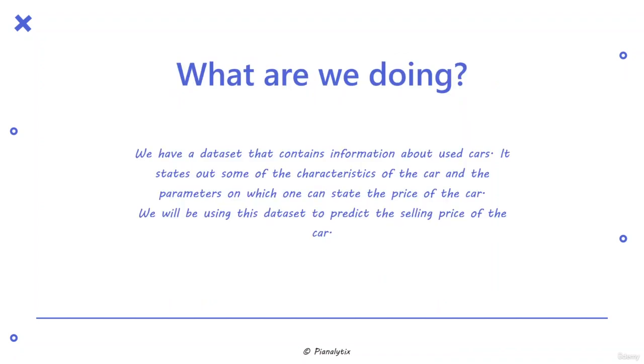So what are we doing? Now we have a dataset that contains information about used cars. It states some of the characteristics of the car and the parameters on which one can state the price of that car. Now we will be using this dataset to predict the selling price of cars, or I would say used cars.